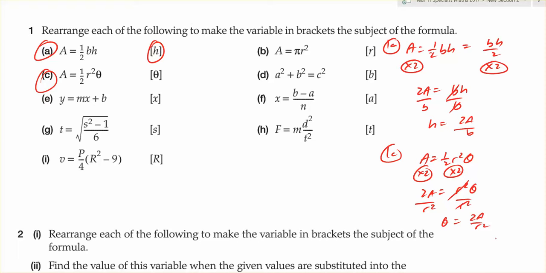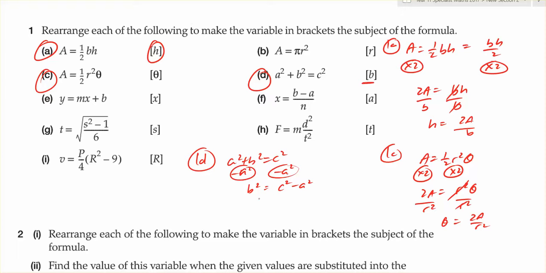Let's go over 1d. I'm going to do it over here. a squared plus b squared equals c squared. That's Pythagoras, isn't it? We want to make b the subject. So I want to subtract a squared from both sides because I want to isolate the b squared. So we get b squared equals c squared minus a squared.